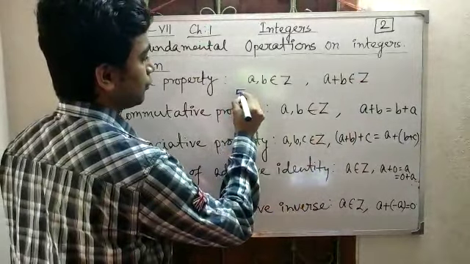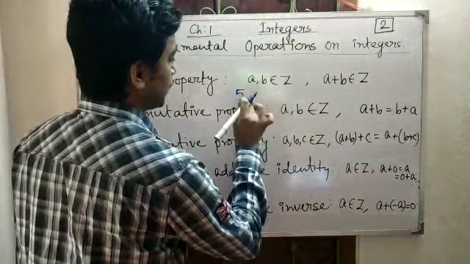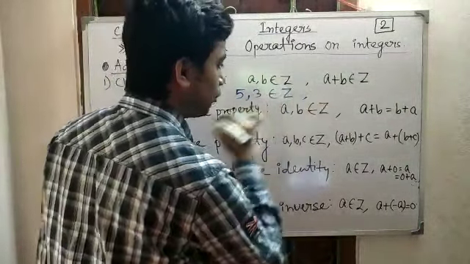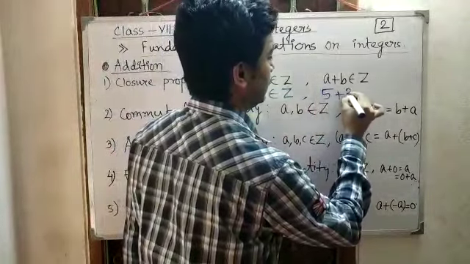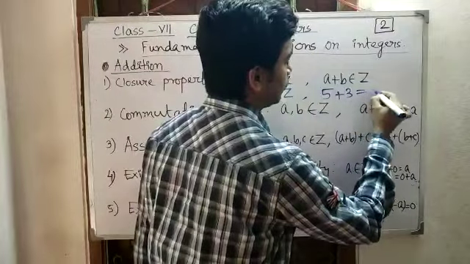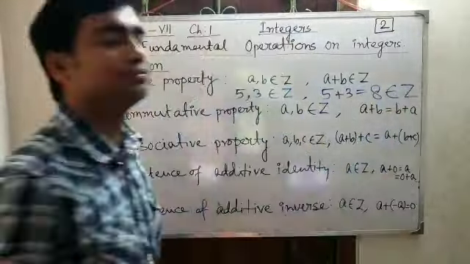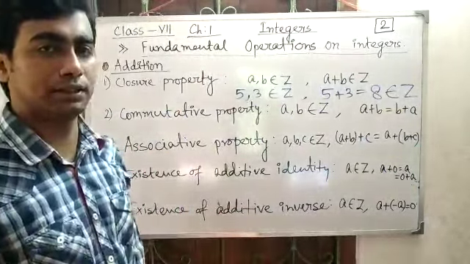Because you know 5 and 3 both are integers, so from here what you can write? That is 5 plus 3. What will be the answer? It will be 8. So you can see 8 is also an integer. Okay. So this is the closure property with respect to addition.